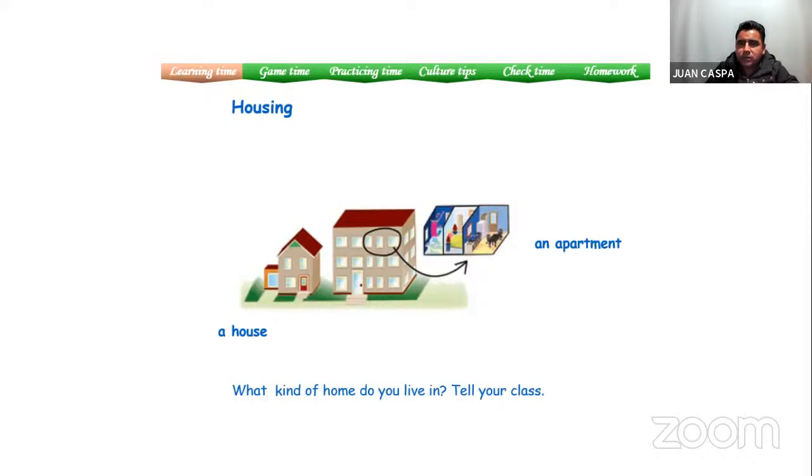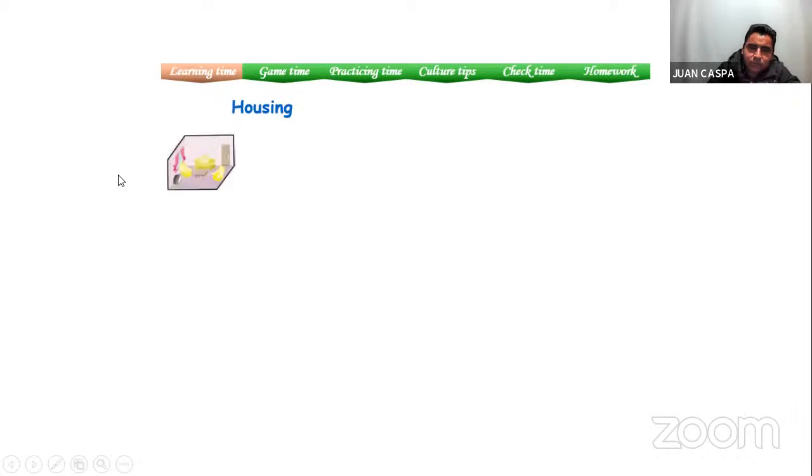Usually in Bolivia, we live in houses, right? Some people live in apartments, of course, but in my opinion, it's much better to live in a house because your privacy is different, right, than living in an apartment, where you live with different people. But in the house we have this one, right?